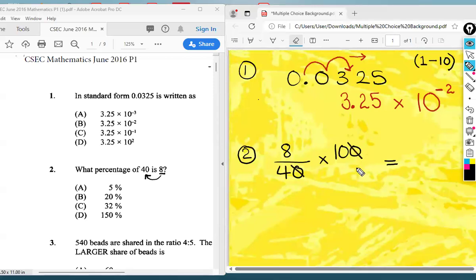This 0 will cancel out with this 0. 4 into 4 is 1. 4 into 8 is 2. 2 multiplied by 10, and you will get 20%. So the answer for number 1 was B, and for number 2 was also B. For those who got either of them wrong, do you think you understand your mistake now? I think it was a really minor mistake that was made. So that's question 1, and that's question 2.